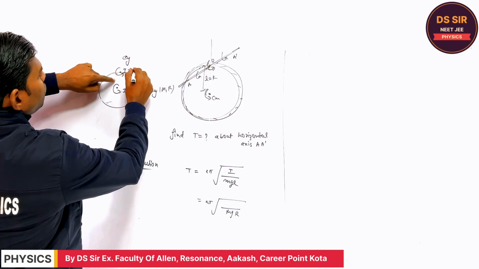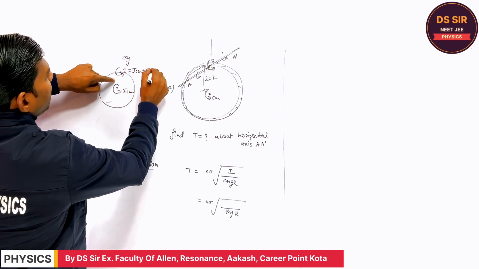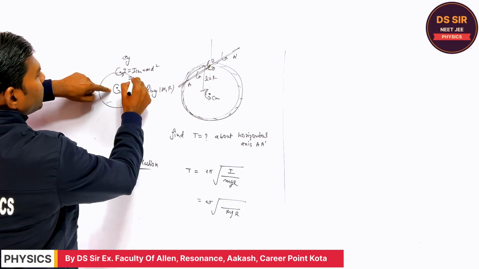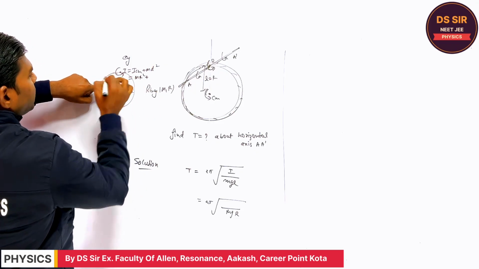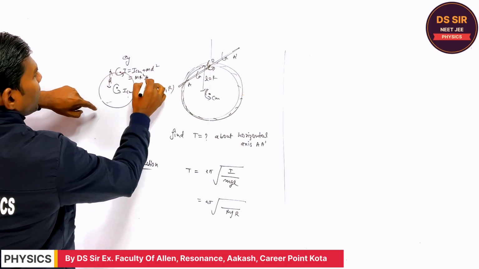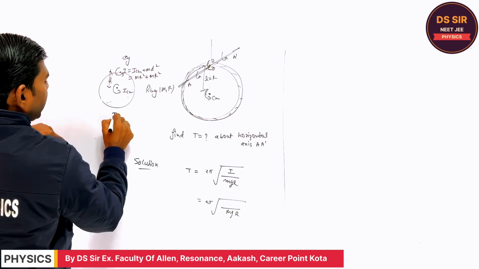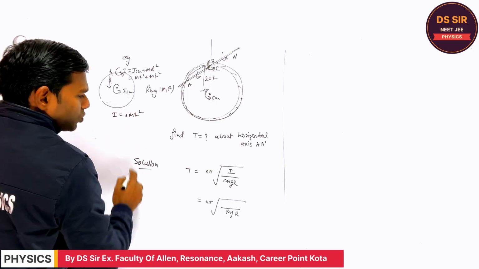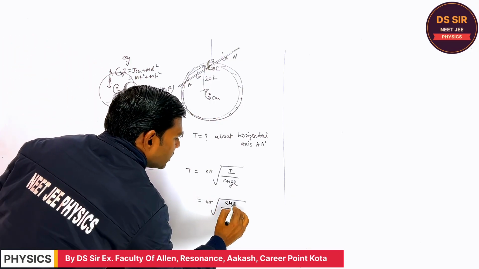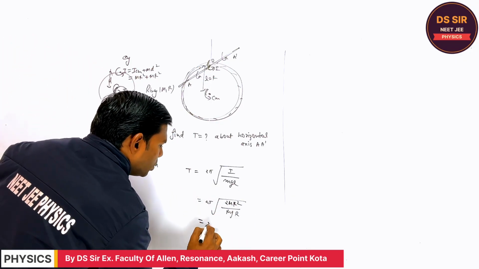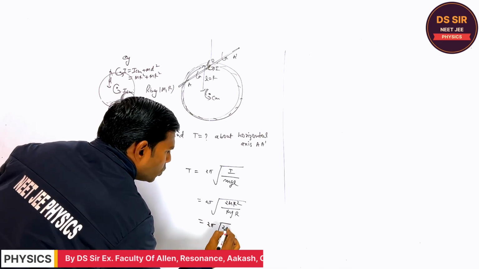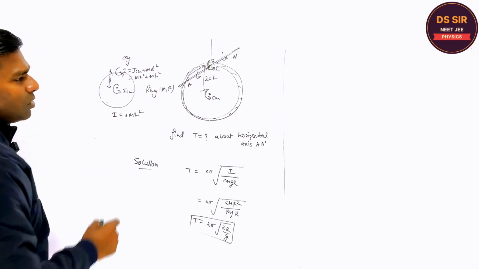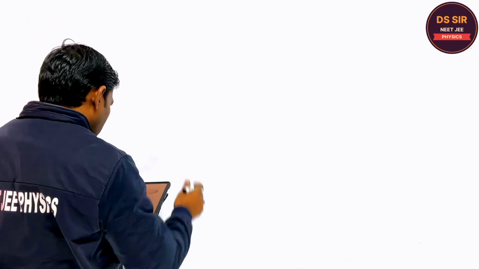So I is equal to ICM plus MD square. About this axis, ICM is MR square, and D, the separation between them, is R. So the moment of inertia about this axis is 2mr square. I think you are getting the correct answer. So T is equal to 2 pi root 2r upon g is the correct answer. Fine. Copy this. So read this question.